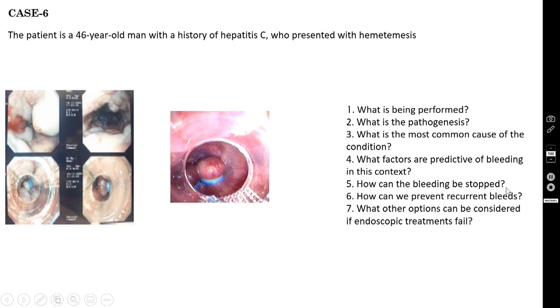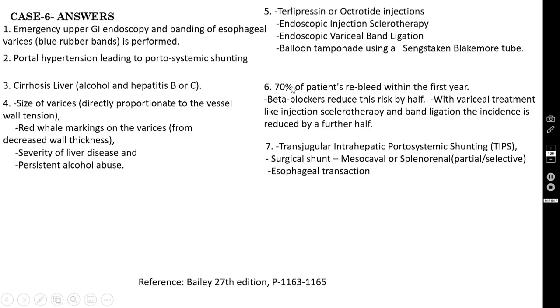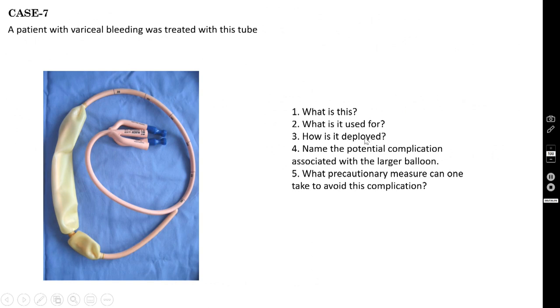How can we prevent recurrent bleeds? 70% of patients rebleed within the first year. You have to give beta blockers to reduce this risk. And you have to do either injection sclerotherapy or banding. That also will reduce the rebleeding incidence.